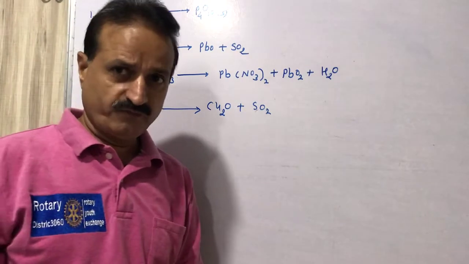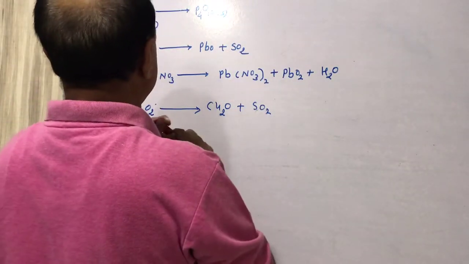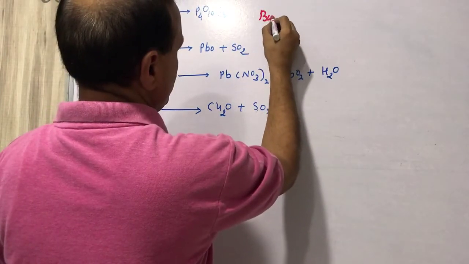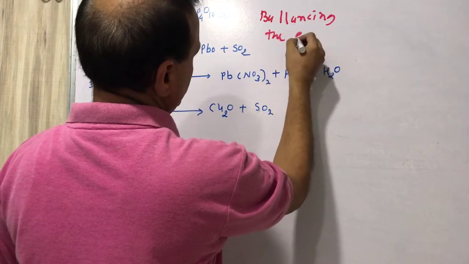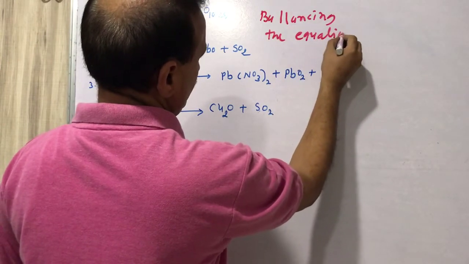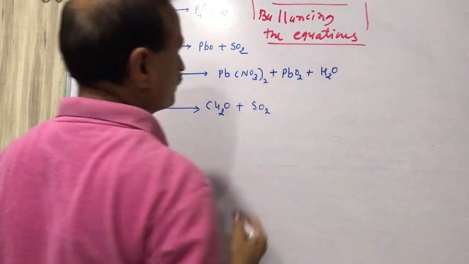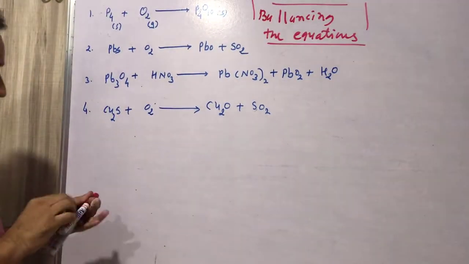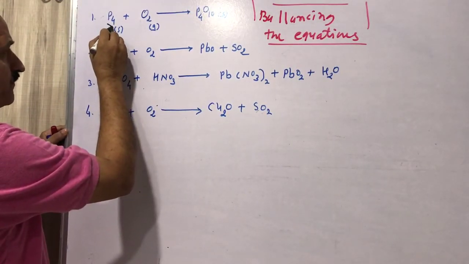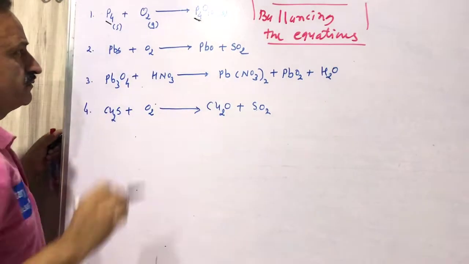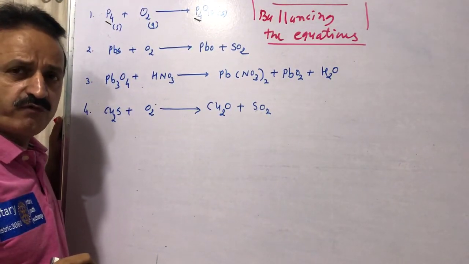So first we have the first equation. This is the topic, balancing the equation. We have phosphorus atoms 4 on the left hand side, right hand side also 4. So phosphorus is balanced.